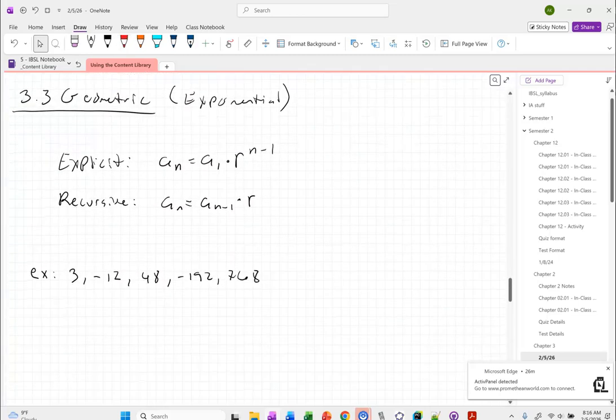Your other special type of sequence that we'll worry about are geometric sequences. So the explicit formula for a geometric sequence is the first term times r to the n minus 1, where r is the common ratio. It's essentially what you're multiplying by each time. And the recursive is the previous term times the r.